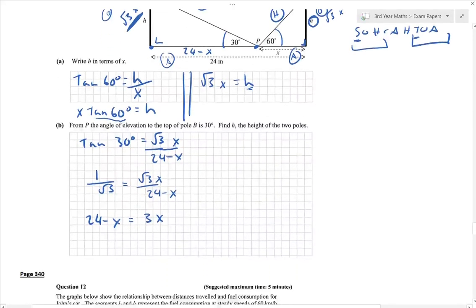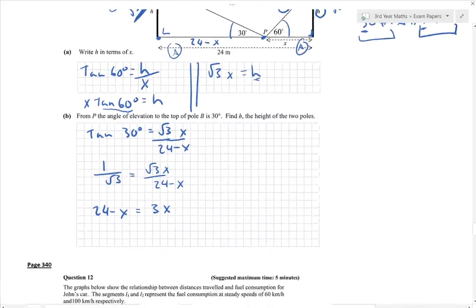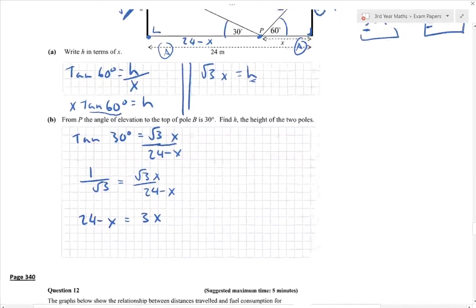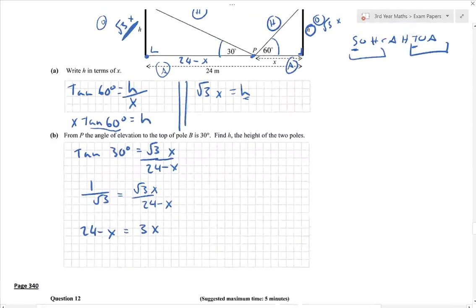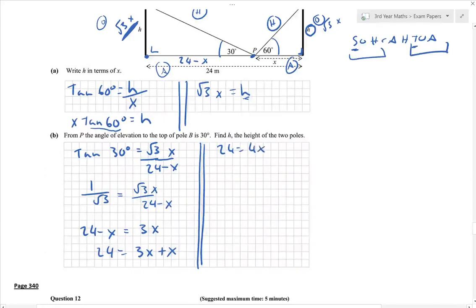So I'm going to say 24 is equal to 3x plus x. So bring the minus x over to put the x's together. So that gives me a value then, 24 is equal to 4x, or 4x is equal to 24. So that means x is equal to 6.